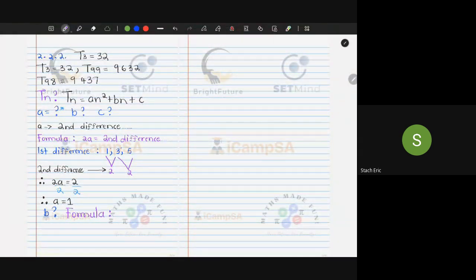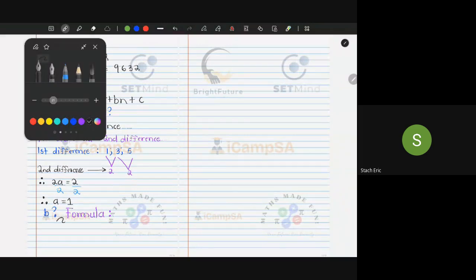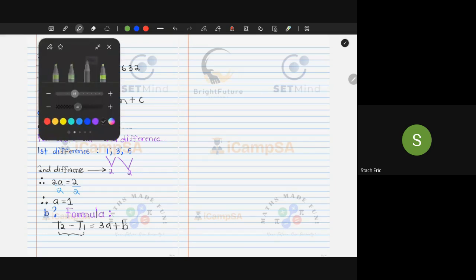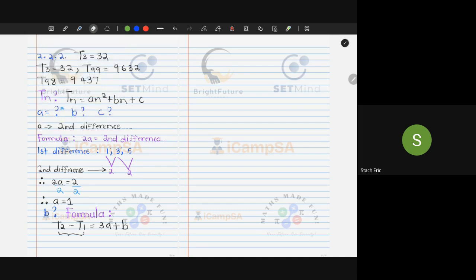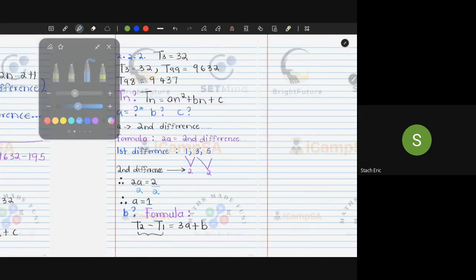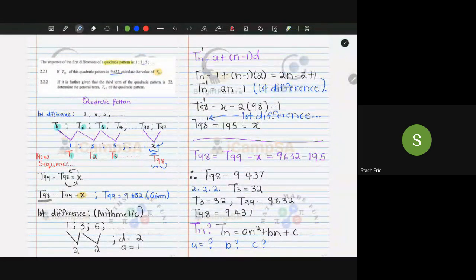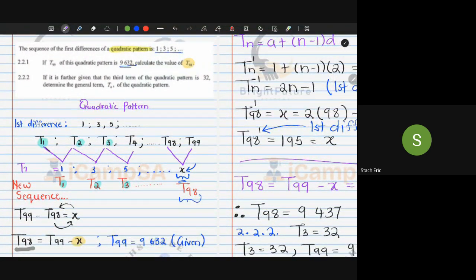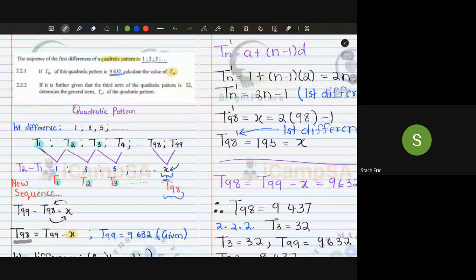Which formula do we use? Whenever we're looking for the value of b, we use the formula T2 minus T1 equals 3a plus b. Now we need to figure out what is T2 minus T1. T2 minus T1 becomes the first term on the first difference. If you observe carefully, the term that sits here is simply given by T2 minus T1. So T2 minus T1 is simply 1.